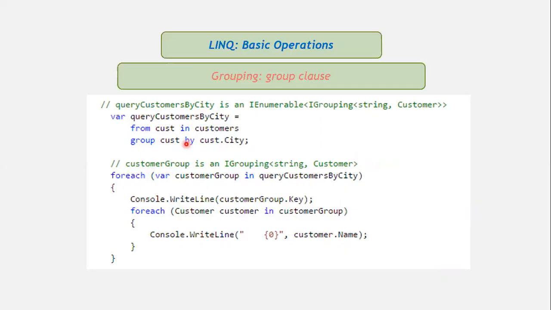So if you see here in this query, the query that we have created is from cust in customers group cust by cust dot city. We have written this query only to create a group of customers, not for any other processing or computation on the data source and then the selection.